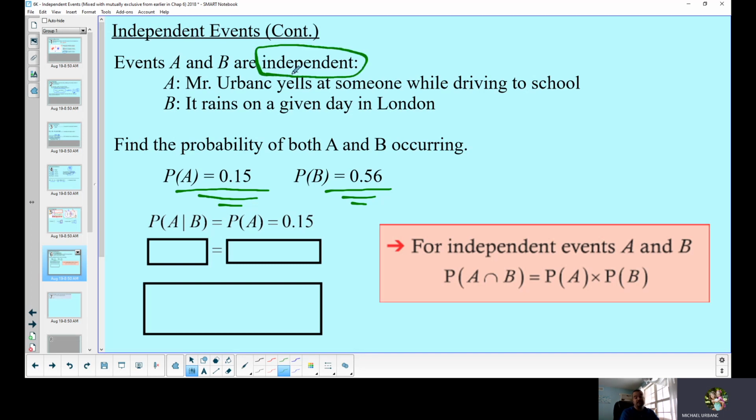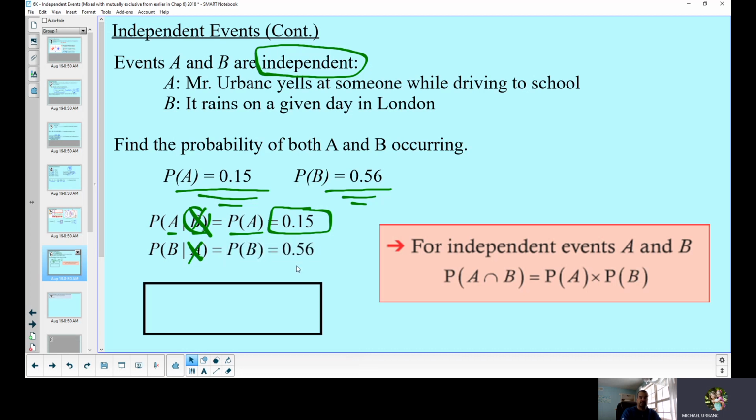Now, what if I didn't tell you they're independent? You guys have to prove it. But that means that the probability of A given B, we said for independent events, the given doesn't mean anything. So the probability of A given B is equal to the probability of A, which is 0.15. The probability of B given A, so that's the probability of it raining in London, given that Mr. Urbank yelled at someone on a given day. Again, independent events, which means this given does not have any impact on it. Therefore, the probability of B given A is just the probability of B, which is 0.56.